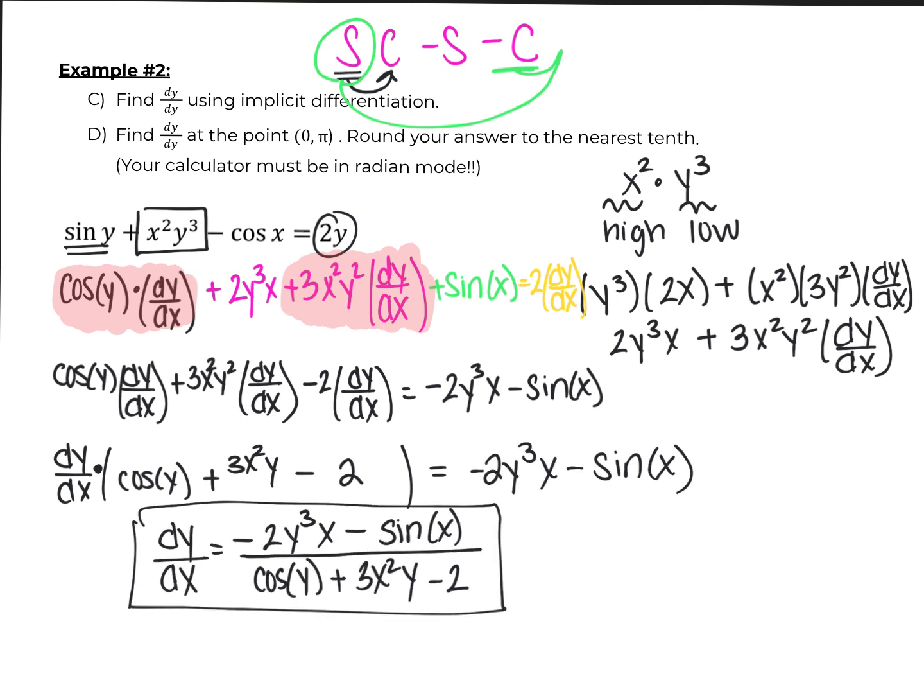to the first part. Now the second part is asking us to find dy over dx at the point (0, pi). You may need to round your answers to the nearest tenth. If you're going to use the calculator, you must be in radian mode. So take a minute, try to see if you can plug in your x value of 0 and your y value of pi into the equation that you found in part A, and hit resume when you're ready for the answer. All right, this is what I got.